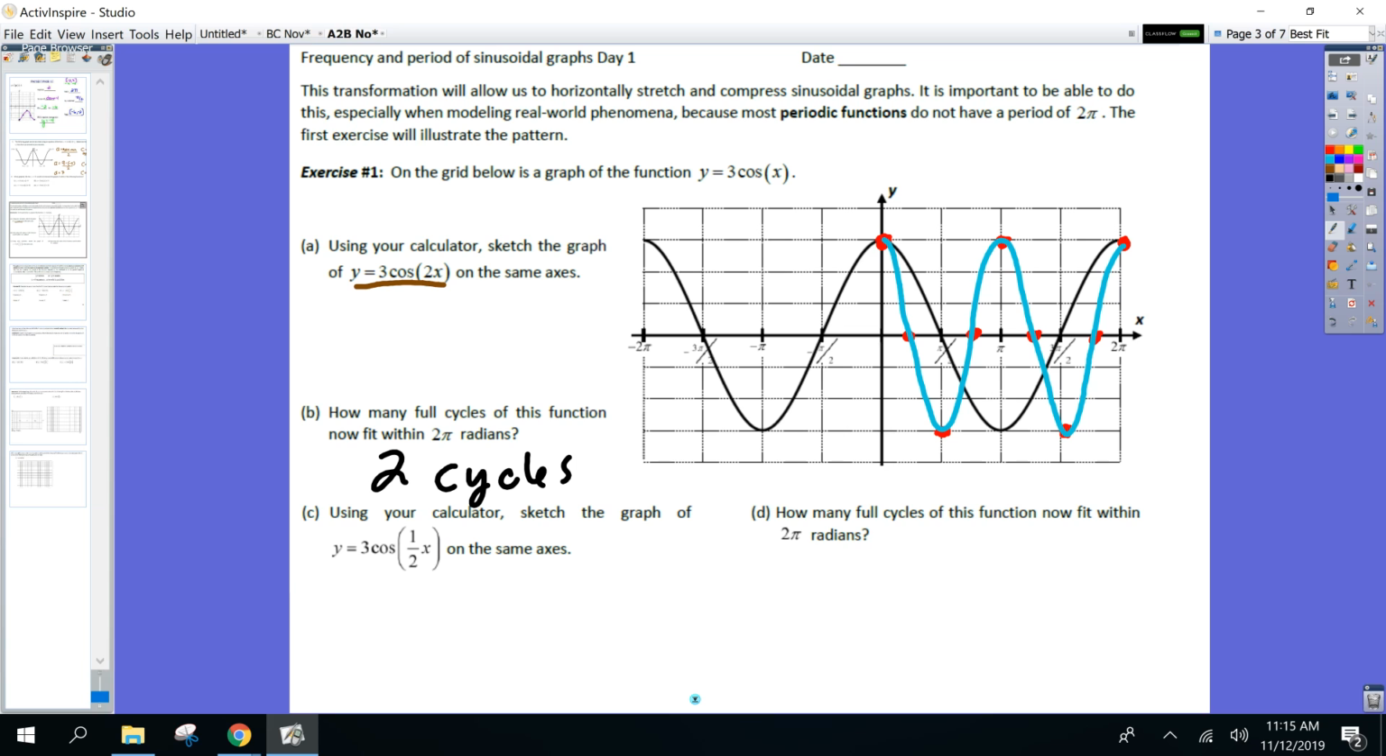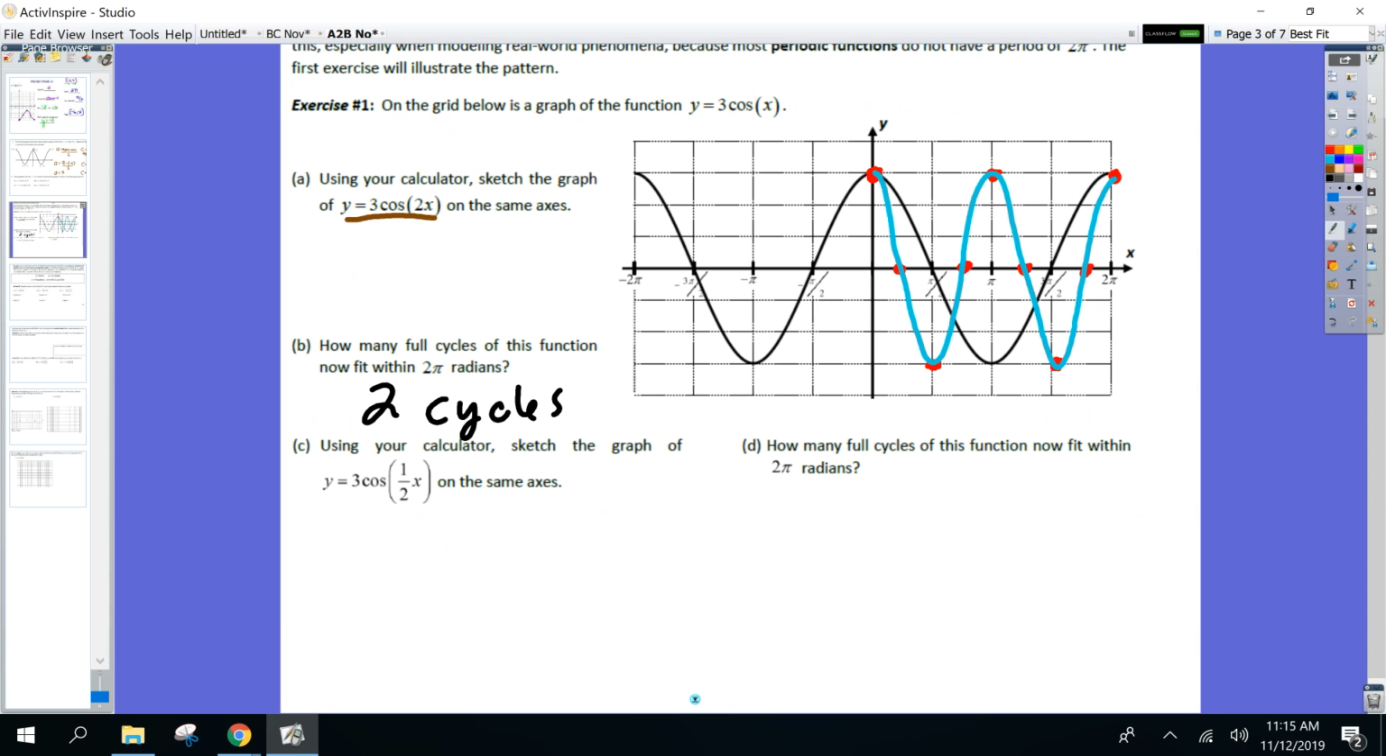All right, one more. Now what's in front of my x in part C? A half. Predictions on how much of the cosine curve we're going to see? A half. Ready? Everyone, start at its max. Go ahead, start at its max.